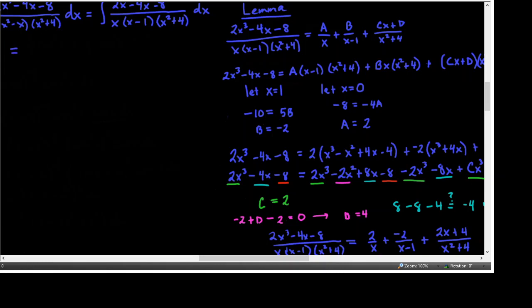Okay, so this integral over here after partial fraction decomposition is equal to 2 over x minus 2 over x minus 1 plus 2x plus 4 over x squared plus 4.